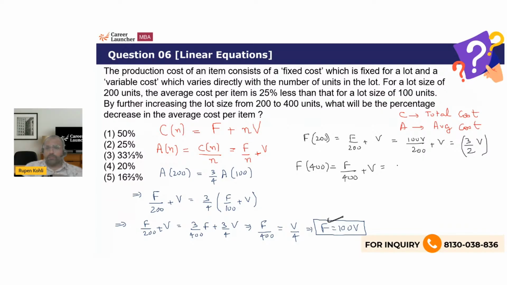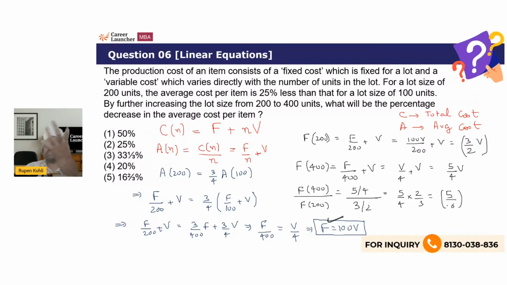F is 100V, so this becomes V by 4 plus V, or 5 by 4V, right? So therefore, we can take the ratio of these two. What is F of 400 as a fraction of F of 200? So it is 5 by 4V upon 3 by 2V. V cancels, which is nothing but 5 by 4 into 2 by 3, or simply 5 by 6.